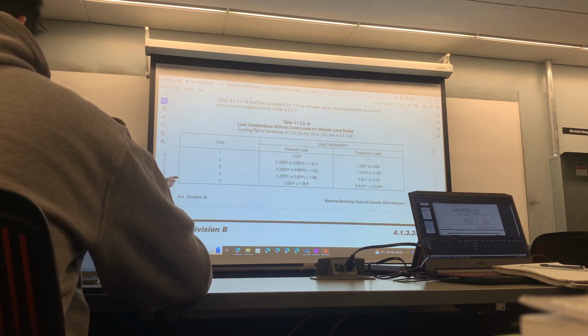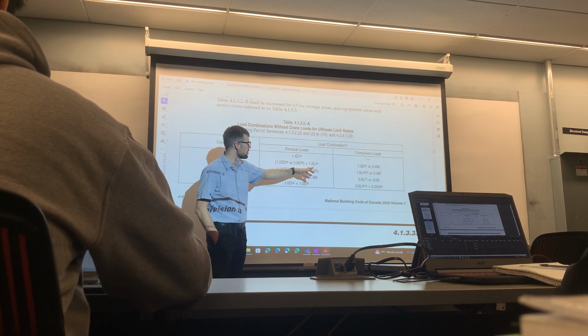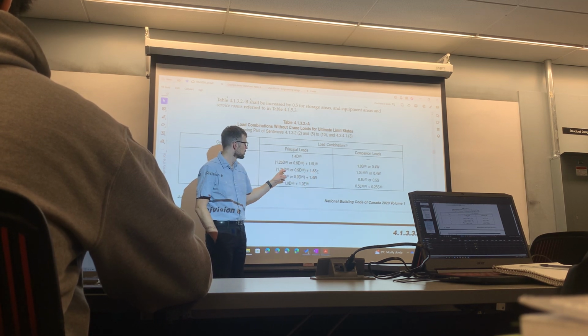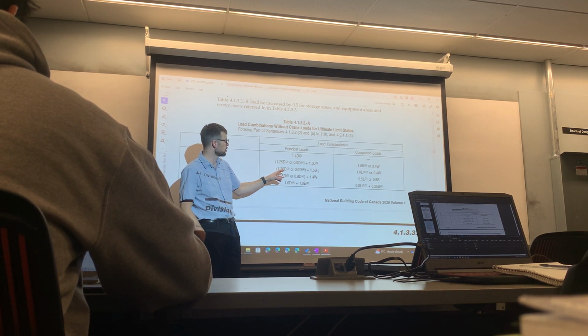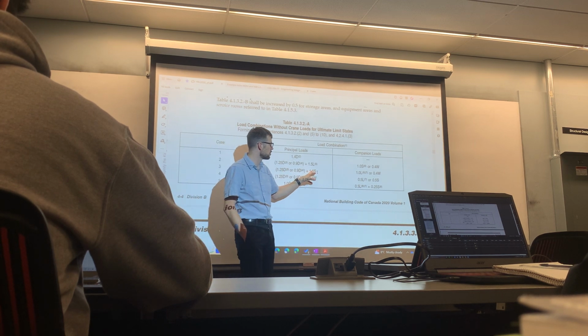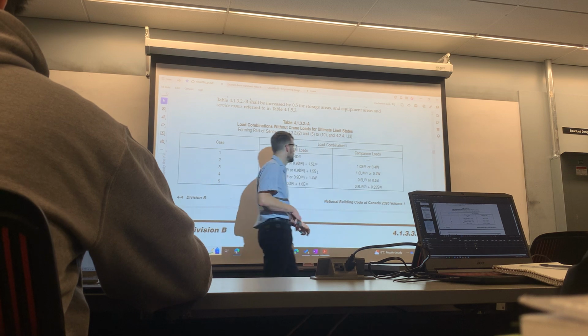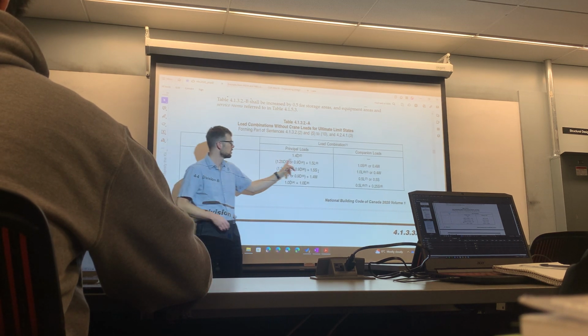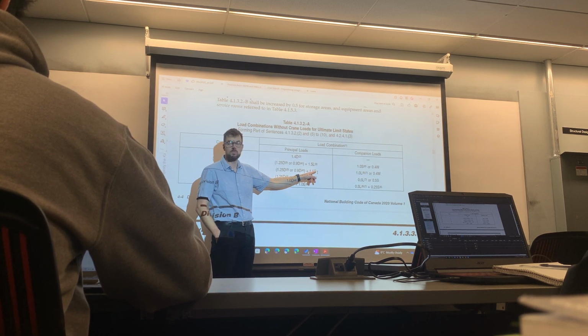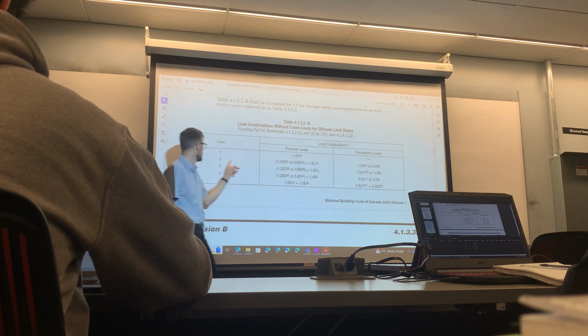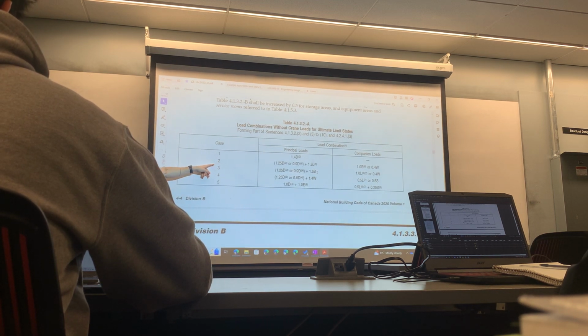Remember the clause that says we'll take whatever produces the largest effect, the live or the snow on the roof. So if we're looking at roof load, we'll have 1.25 dead, 1.5 snow, and then again 0.4 wind. If you can see by inspection, live is greater than snow, right? You can automatically count out load case 2.